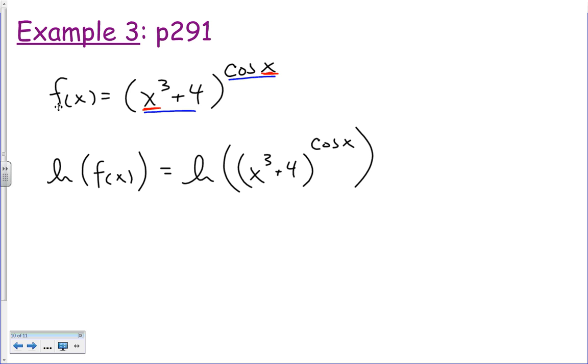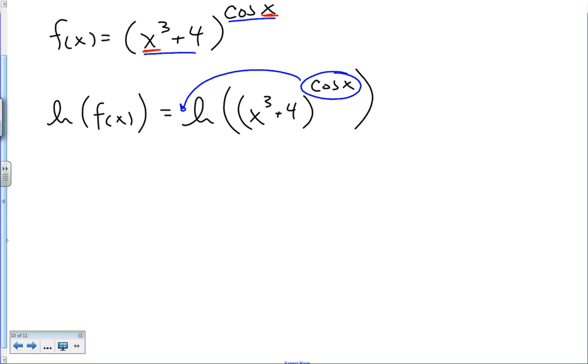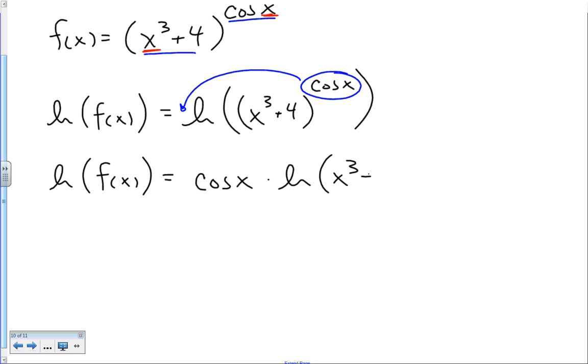Now, the reason for doing this is because we have a property for logs that says if you have a log of a power, which is kind of what we've got here, x cubed plus 4 raised to the cosine of x, that you can bring that exponent out front. Okay? So let's use that property. So this becomes the natural log of f of x is equal to the cosine of x times the natural log of x cubed plus 4.